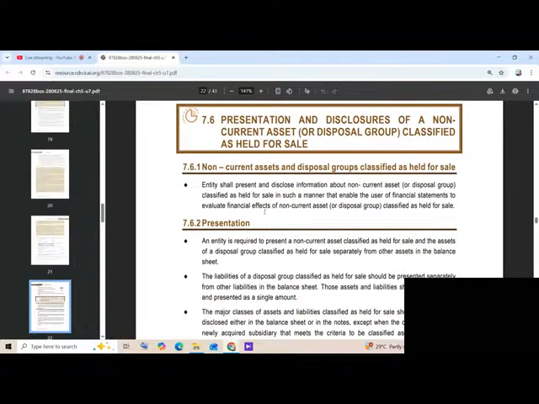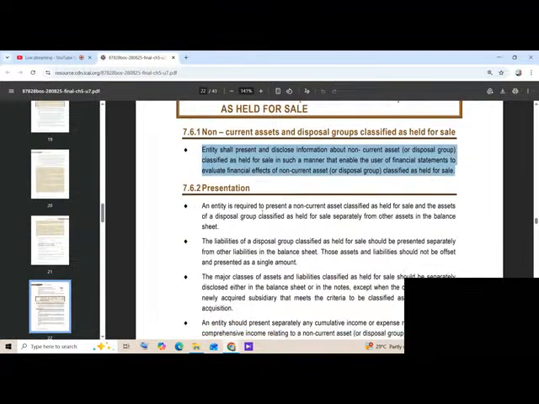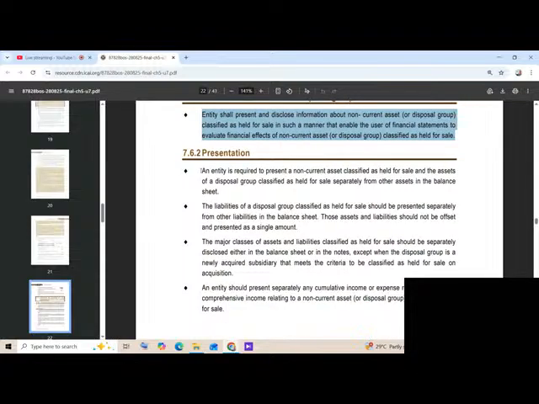Presentation and disclosure of a non-current asset classified as held for sale. Non-current assets and disposal group classified as held for sale. An entity shall present and disclose information about a non-current asset or disposal group classified as held for sale in such a manner that enables the users of financial statements to evaluate the financial effects of the non-current asset or disposal group classified as held for sale. Presentation. An entity is required to present a non-current asset classified as held for sale and the assets of a disposal group classified as held for sale separately from the other assets in the balance sheet.